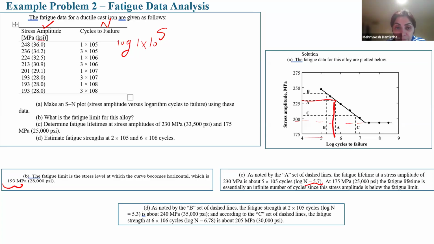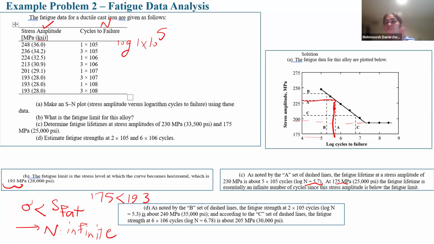The next point is 175 megapascals. You see that 175, when sigma is less than S_FAT, N is infinity. Why? Because 175 is less than 193, so N should be an infinite number. It means we cannot expect how much life; it never fails, it is safe. Any area below this will be safe.